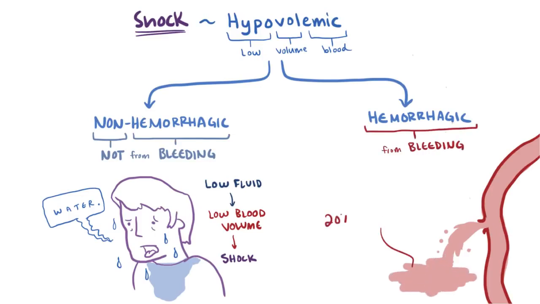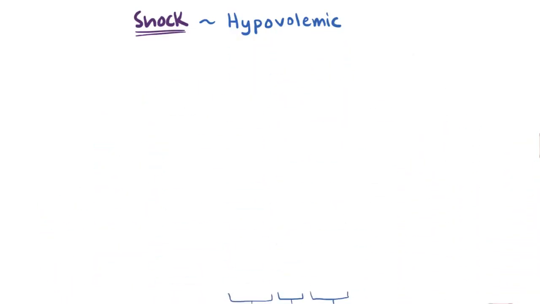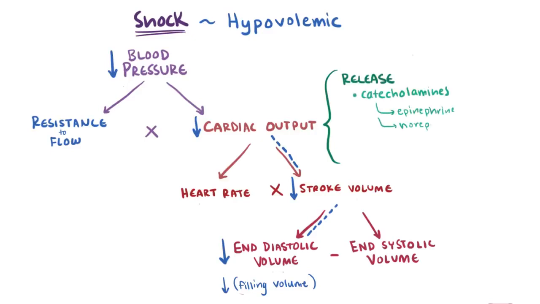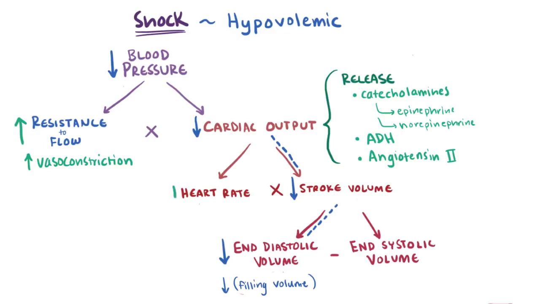A loss of about 20% of your total blood volume, roughly 1 liter, can be enough to induce hypovolemic shock. And when that liter of blood leaves the circulation, the total volume filling into the heart goes down, meaning the end diastolic volume goes down, right? This means stroke volume goes down as well, which causes cardiac output to go down, and finally we see that blood pressure goes down. When cardiac output goes down, catecholamines like epinephrine and norepinephrine, ADH and angiotensin II are released, all of which cause vasoconstriction of blood vessels, which increases vascular resistance, and increase heart rate, which increases cardiac output. And these combined effects all increase blood pressure.